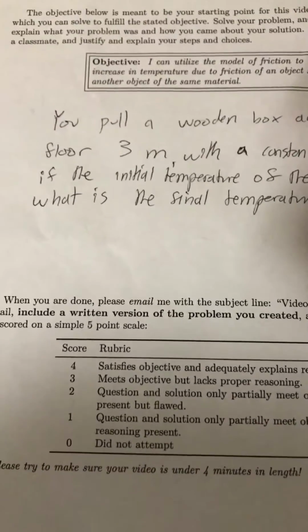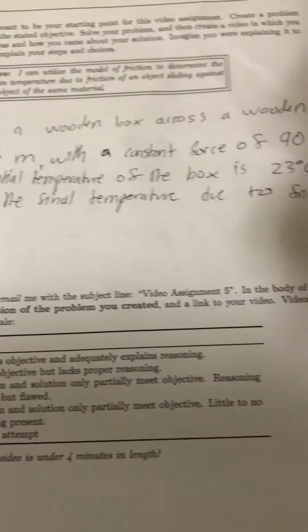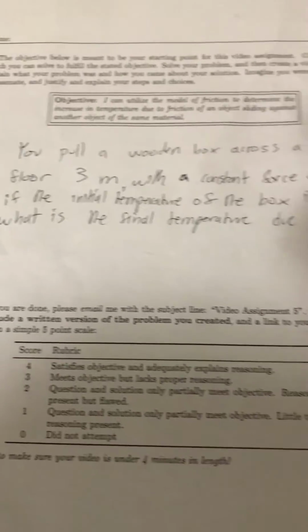So our question is going to be that you pull a wooden box across a wooden floor 3 meters with a constant force of 90 newtons. If the initial temperature of the box is 23 degrees Celsius, what is the final temperature due to friction?